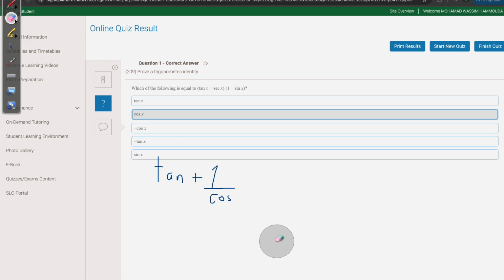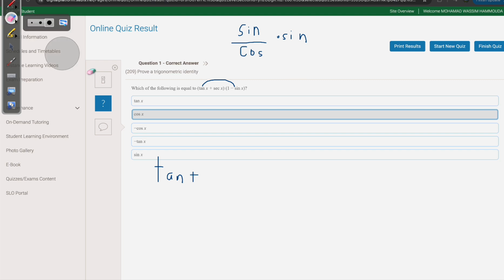Tan plus, and then tan times negative sine. So let's remind ourselves, what is tan? Tan is sine over cosine. Times sine would make it sine squared over cosine. So then it's negative, so minus sine squared over cosine.